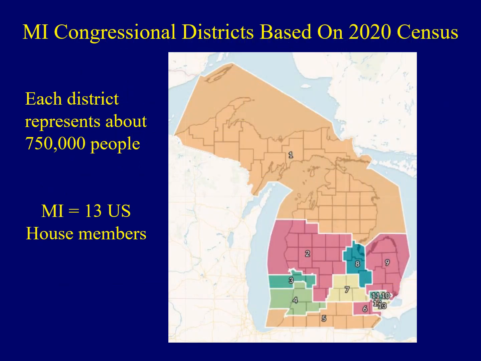I'd like to jump ahead just a little bit and look at some current events. Every 10 years, we have a census. And based upon the 2020 census, Michigan has 13 members of the United States House of Representatives. On the right, you see a map that identifies the 13 different districts. Each district these days represents about 750,000 people. Michigan is one of the larger states, in the top tier, but not the largest among others. So anyway, this is the map that identifies the current congressional districts for the state of Michigan.